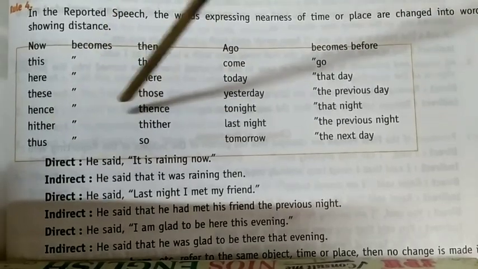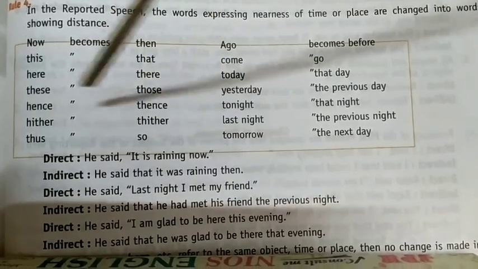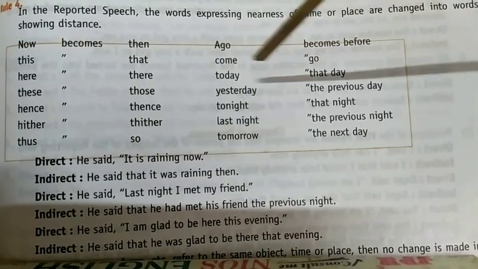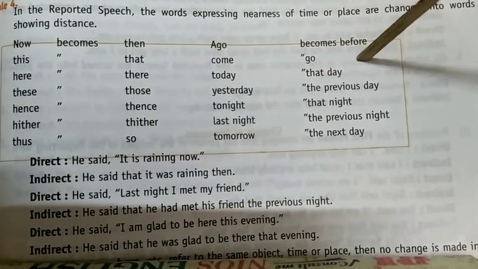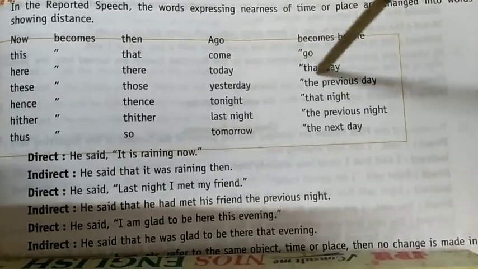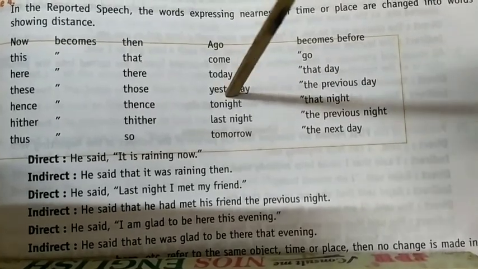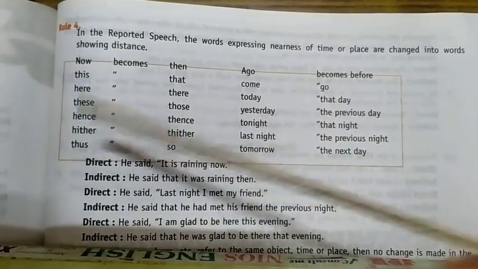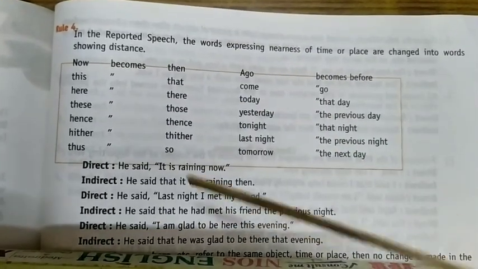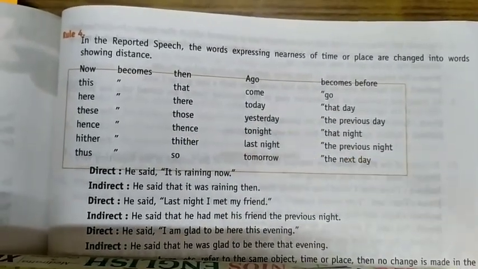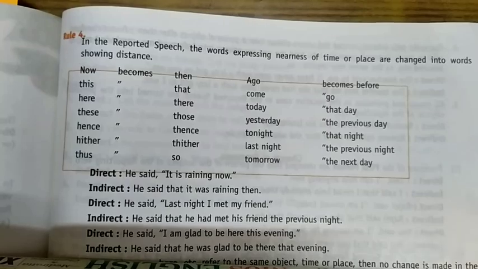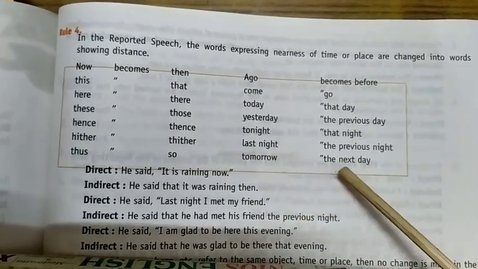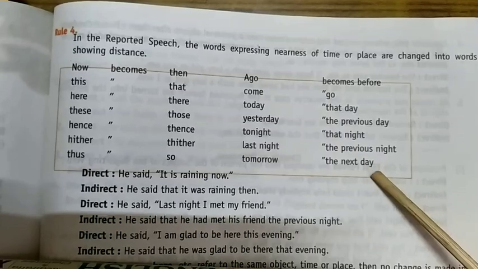hence becomes thence, come becomes go, today becomes that day, yesterday becomes the previous day, tonight becomes that night, hither becomes thither, last night becomes the previous night, thus becomes so, and tomorrow is converted into the next day.